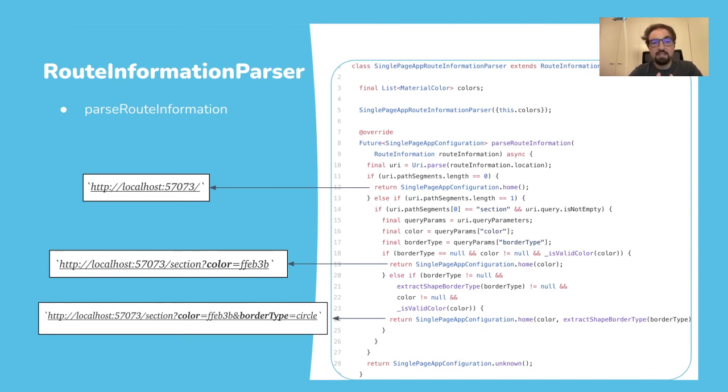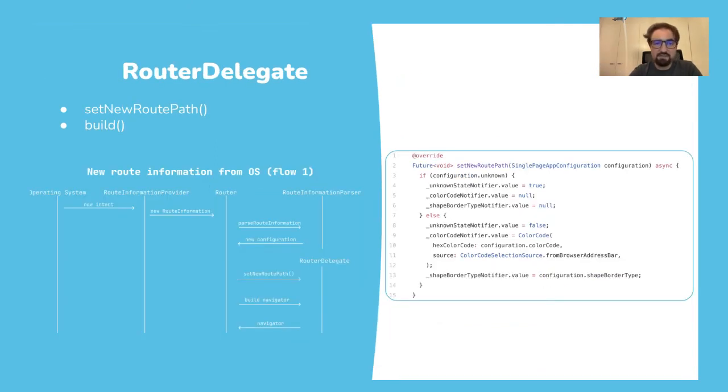Here you see that first we check the path segments. If the path segment number is 0, then it's the home page without a selected color and shape. If it has more parameters, then we parse them and we get the selected color and shape. And after receiving the configuration from the parser, the router widget sends this configuration to the router delegate through this set new route path method.